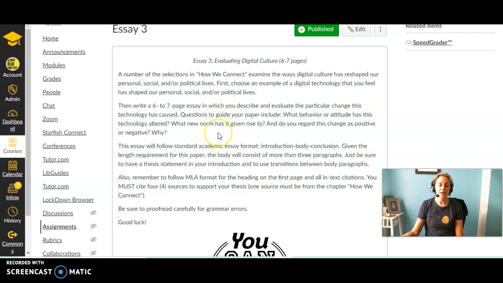So it could be changes in our behavior, changes in the way we communicate. They could be positive, they could be negative, they could be some of each. So that's what you're doing with this paper. You're following academic format, intro, body, conclusion. Your body paragraphs should all have topic sentences. They should be organized well. You should use transitions as you move from sentence to sentence if need be, paragraph to paragraph.